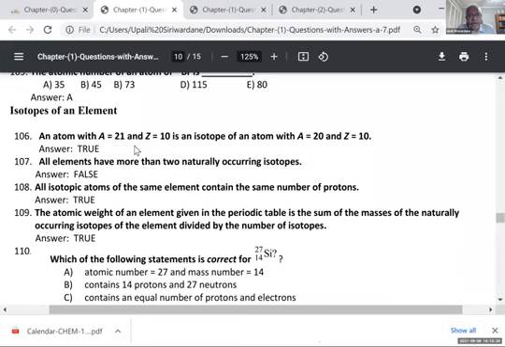Number 7, all elements have more than 2 naturally occurring isotopes. Not necessarily. Some have more. Some have less. Some have only 1.